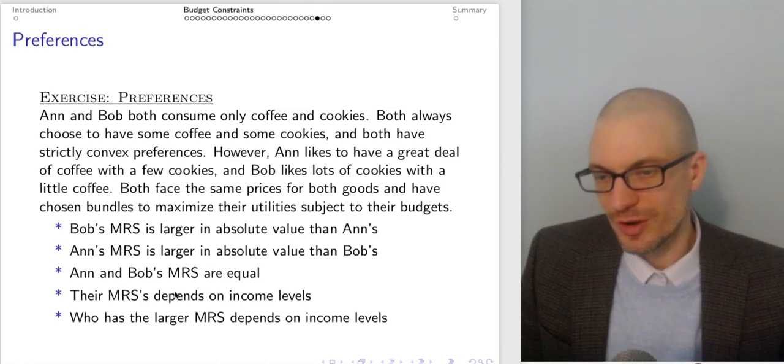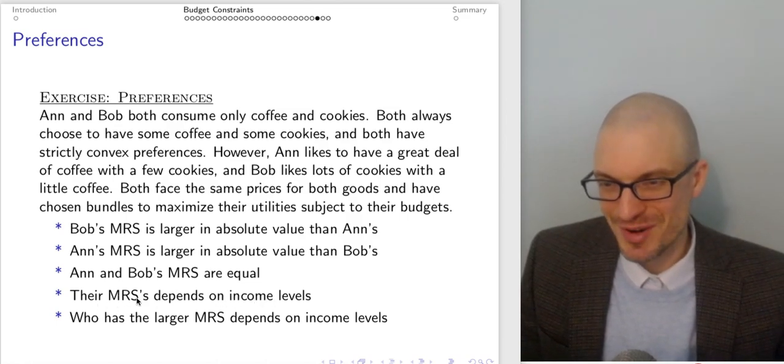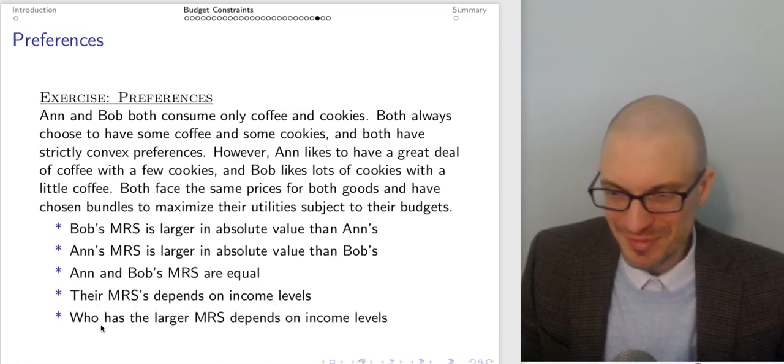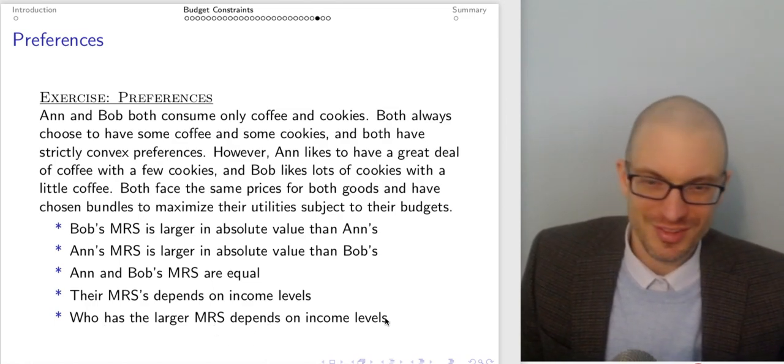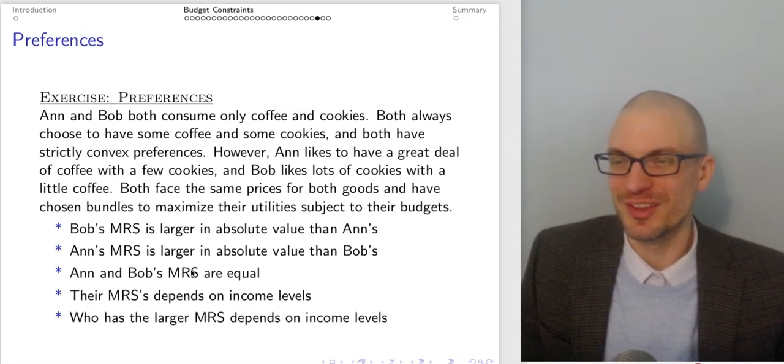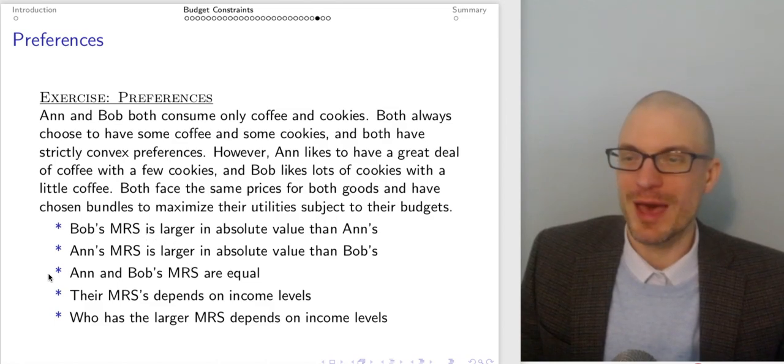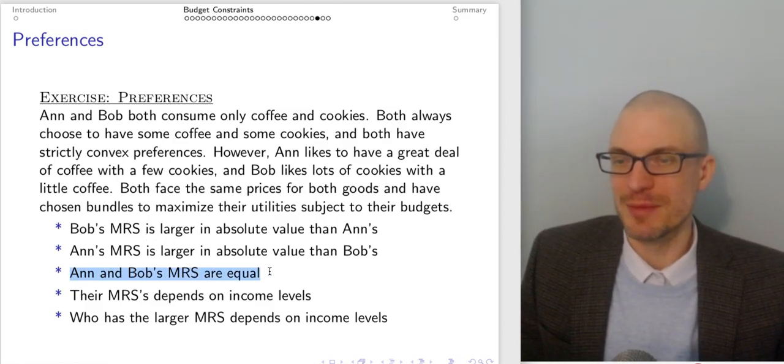They're equal. Their income depends on, no, that's silly. MRS is the slope of the indifference curve, so it's not income. Who has a larger MRS? Let's stop talking about income. All right, so what ends up happening is Ann and Bob's MRS is going to be the same.